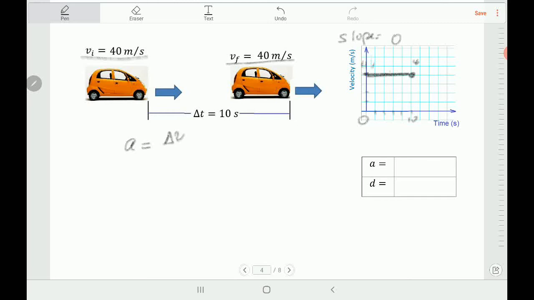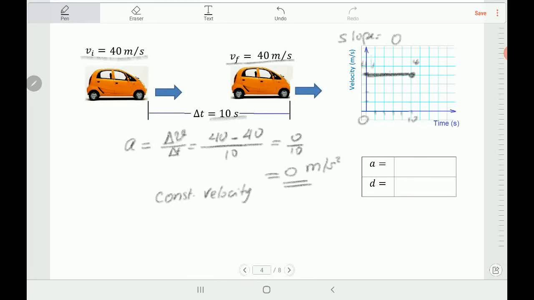The acceleration is equal to the change of the velocity over the time. What's the change of the velocity? The final, 40, minus the initial velocity, which is also 40, divided by the time 10, equals 0 over 10. What is 0 over 10? 0 divided by any number is 0 meters per second squared. So the acceleration is 0. What does acceleration equal to 0 mean? It means that the speed is constant, it's not speeding up, it's not slowing down. We say that this car is driving at constant velocity. What about the distance?